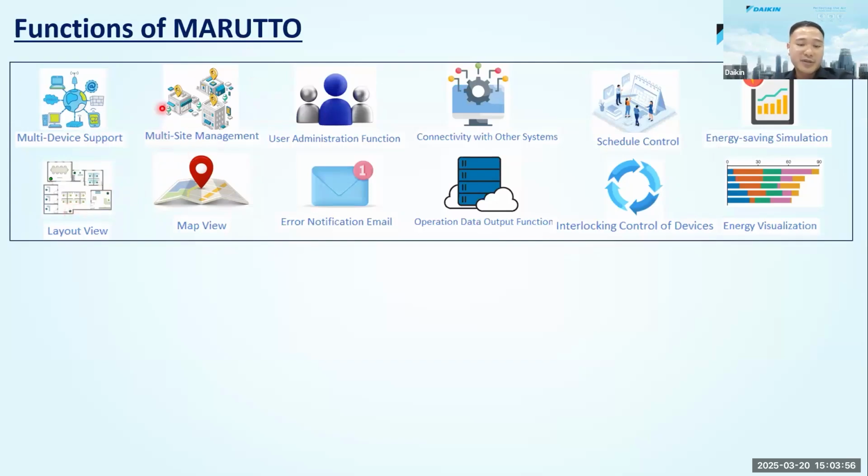The next one is multi-site management. If the tenant has multiple sites in different areas, they are able to use this multi-site management through Maruto, so that from the headquarters they are able to monitor and control as well. The next one is the map view. This map view can pinpoint the location of the equipment, and from there, if any error appears, it will just turn red. I will show you in the next few slides later.